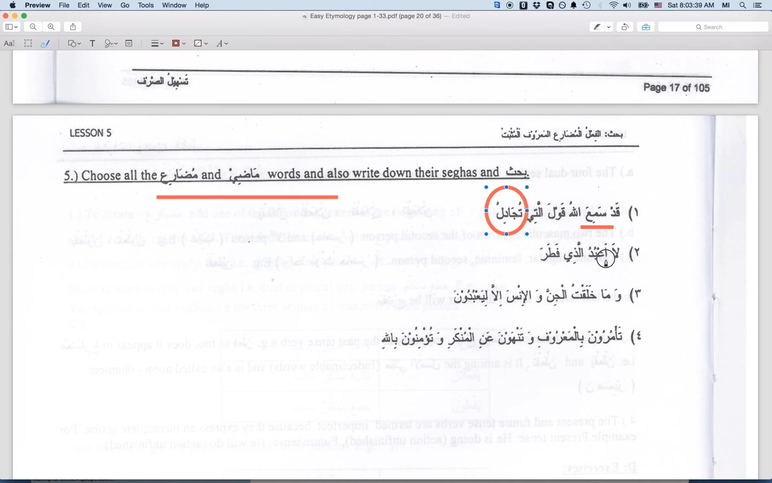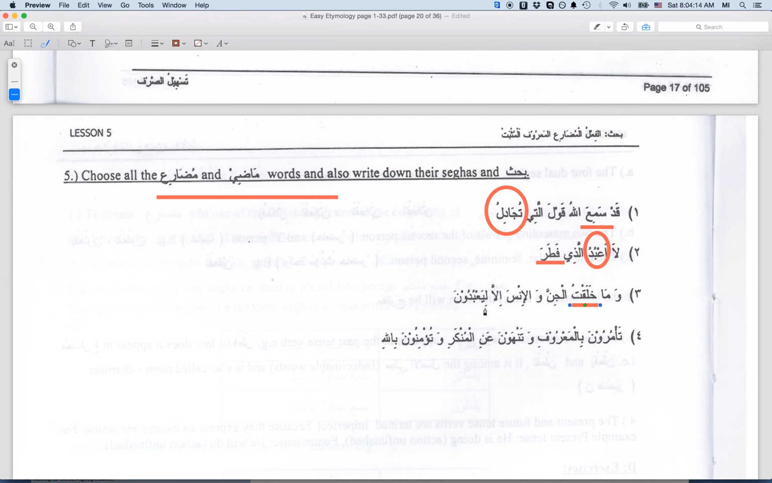La a'budu alladhi fatara. So alif is a sign of mudari, as I said before, as we read on top. So a'budu, this is mudari. Fatara, on the other hand, is wahid mudhakkar ghaib. A'budu is wahid mutakallim. So this is mudari, this thing is madi, fatara. وَمَا خَلَقْتُ. This thing is wahid mutakallim, but madi.